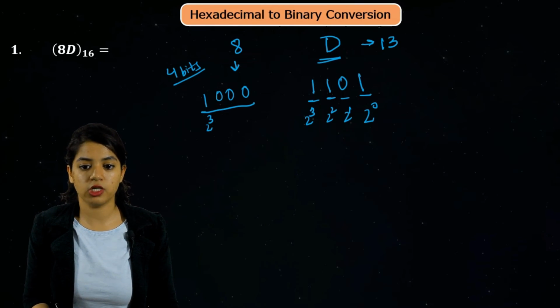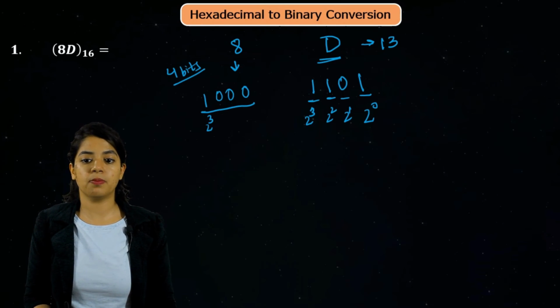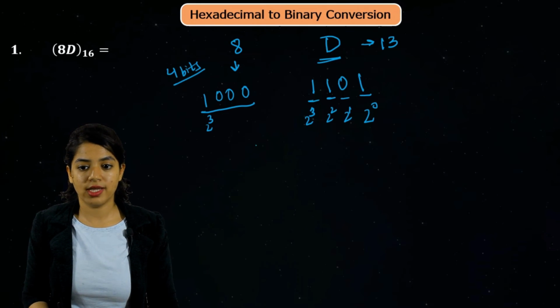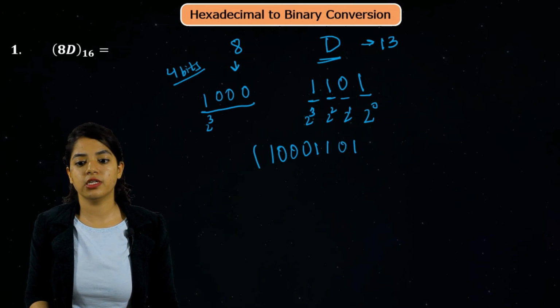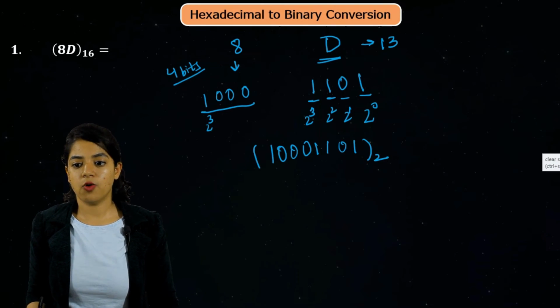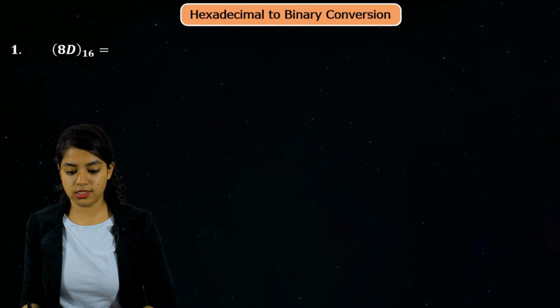Similarly, this is 2 power 3, so 2 power 3 is nothing but 8. So 8 can be represented as 1000 and D can be represented as 1101. So let's combine and write this: 1000 1101. This is the binary representation of 8D. Understood? Let's now understand some more examples.